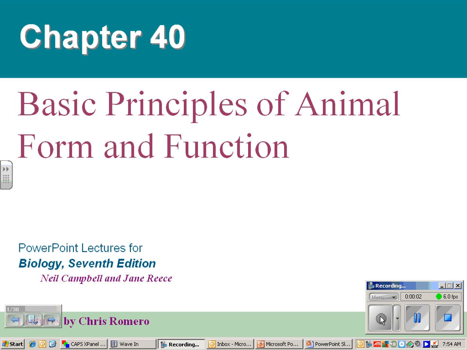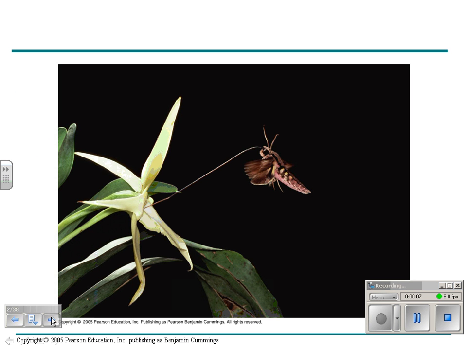Animals. Start with the basics. Animals come in lots of different shapes and sizes, like this moth with its super long tongue to feed on nectar from that flower.